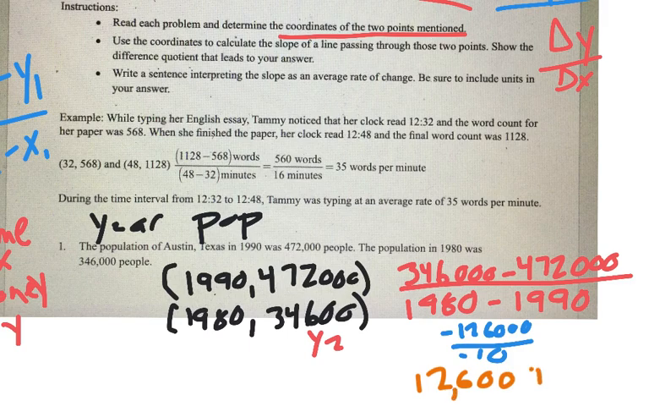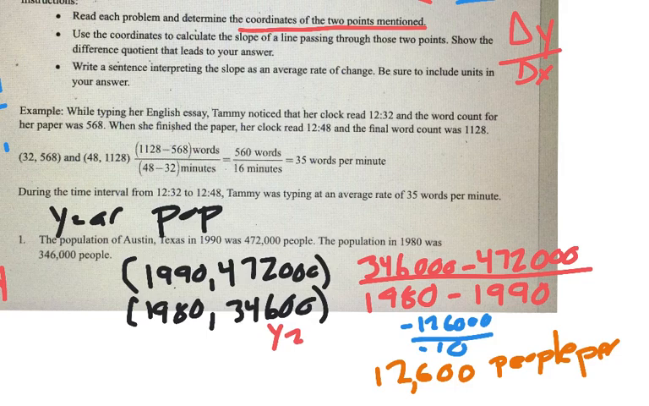And then what were my units? Well, the top, the numerator was people. The denominator was years. So what is this number telling us? The slope, or the average rate of change? There's about 12,600 people moving into Austin, Texas every year.